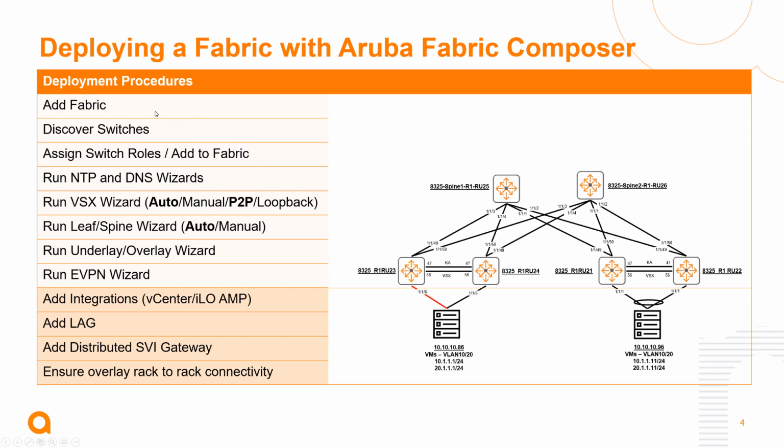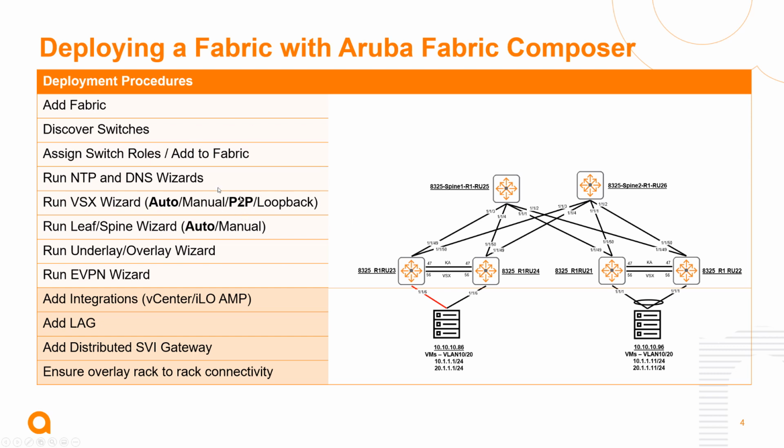I'll go through adding a fabric and discovering the switches, and then adding those switches into the fabric and assigning roles to them. We'll do some basic NTP and DNS wizard configurations. And then of course, we'll run the leaf spine wizard to configure the leaf to spine interfaces, and then the underlay and overlay wizard to configure BGP on the underlay as well as the overlay, although OSPF is an option for the underlay. And then I'll finish it up with running the EVPN wizard.